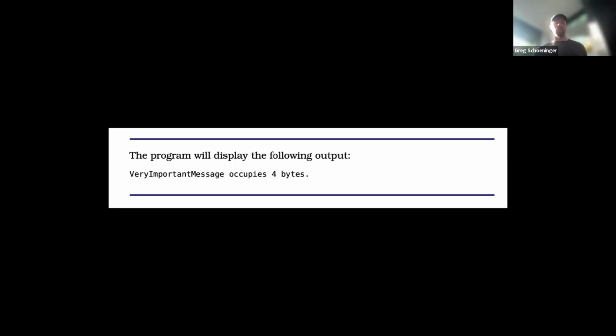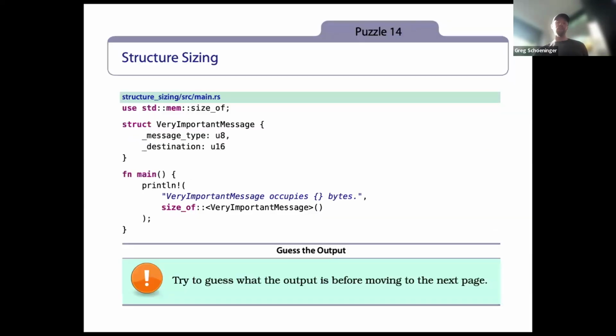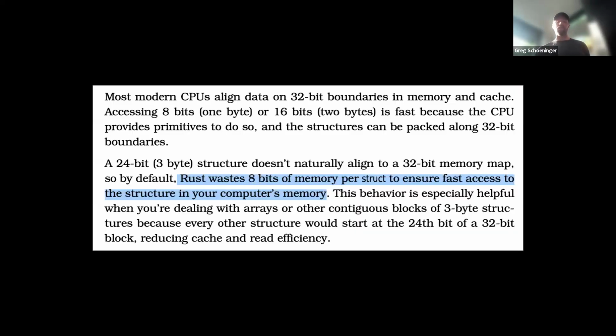So very important message will occupy 4 bytes. Yeah, 32 bits. But it feels like it should be 3, right? Because we have the U8 and the U16. And so what Rust does to align to modern CPUs on the 32-bit boundaries is pad these structs. And so this can be sneaky and this can bite you, is what I had there.